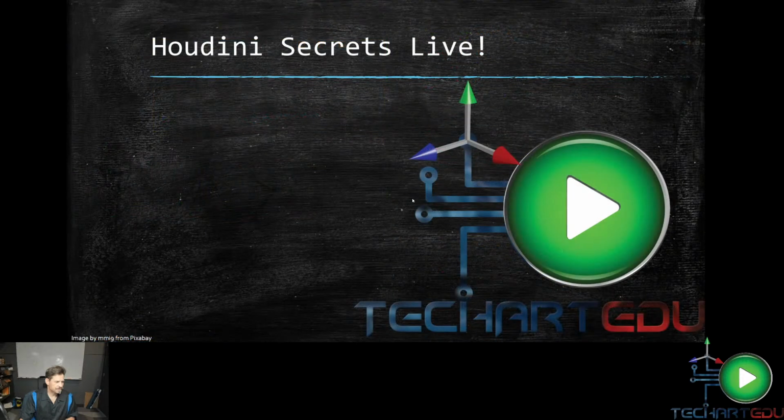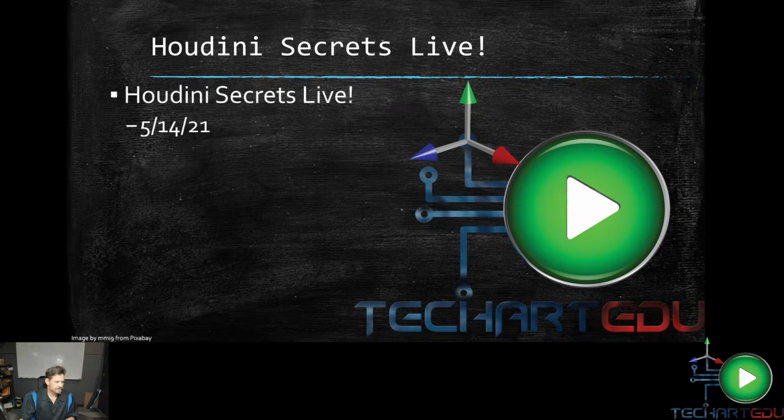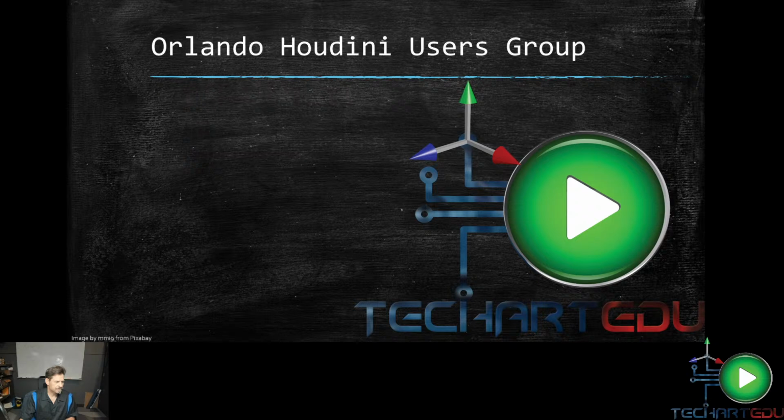Okay, so tune in next week, the 14th of May, for another episode of Houdini Secrets Live, and then we're going to give part 2 of our VAT importer. Now, if all goes well, that's all we're going to need, and we're just going to be able to drop in our object, good to go, and have it work like stink, if all goes well.